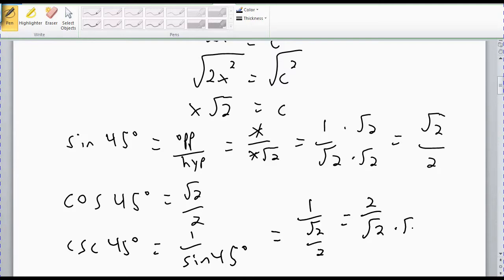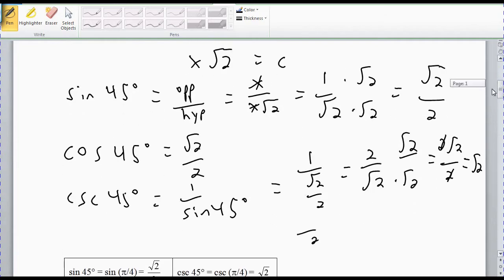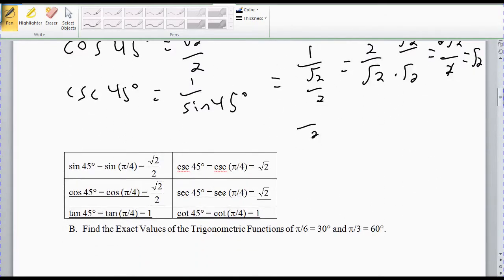We don't like radicals in the bottom, so we multiply top and bottom by the same thing. We get 2 square root of 2, and square root 2 times square root 2 is square root of 4, which is 2, and those 2's cancel, leaving the square root of 2. So the cosecant of 45 is the square root of 2, and since cosecant and secant are cofunctions and 45 degrees are complementary, they equal the same value, square root of 2.